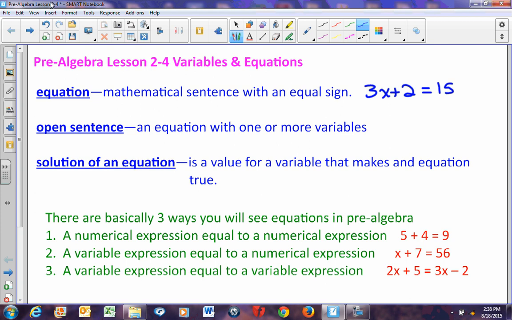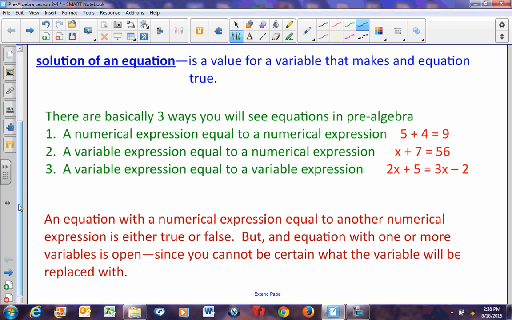There are basically three ways you will see equations in pre-algebra. A numerical expression equal to a numerical expression, like 5 plus 4 equals 9, or 5 plus 4 equals 6 plus 3. A variable expression equal to a numerical expression, x plus 7 equals 56, or a variable expression equal to another variable expression, 2x plus 5 equals 3x minus 2. Those are the three different ways you will see things in pre-algebra.